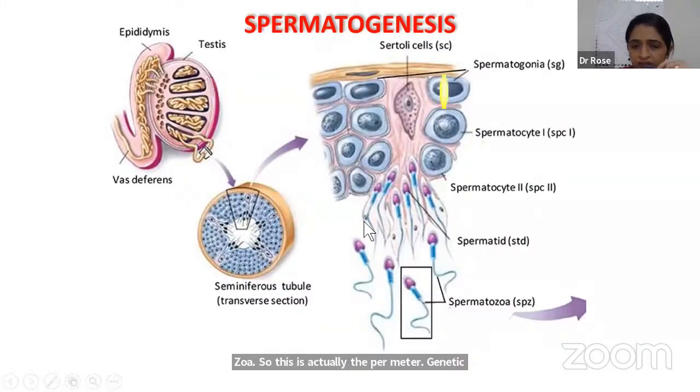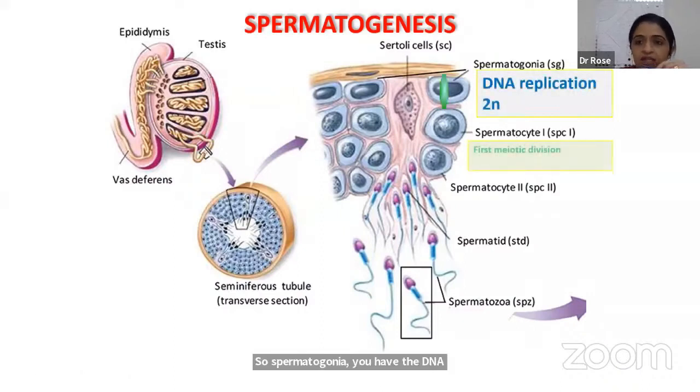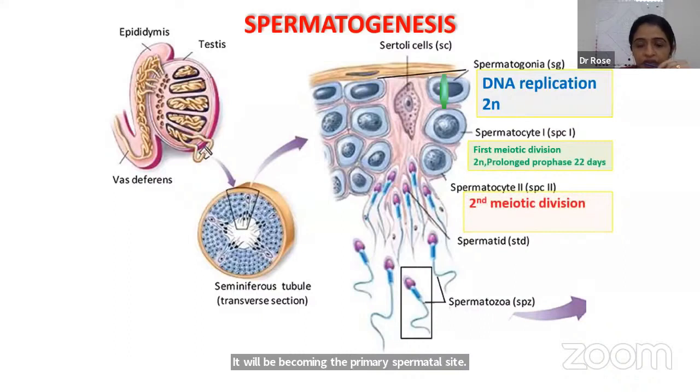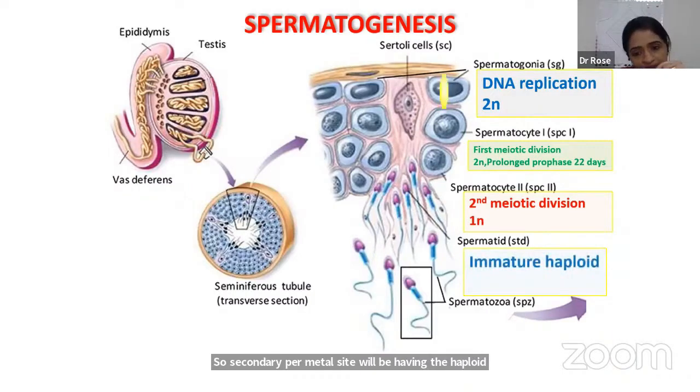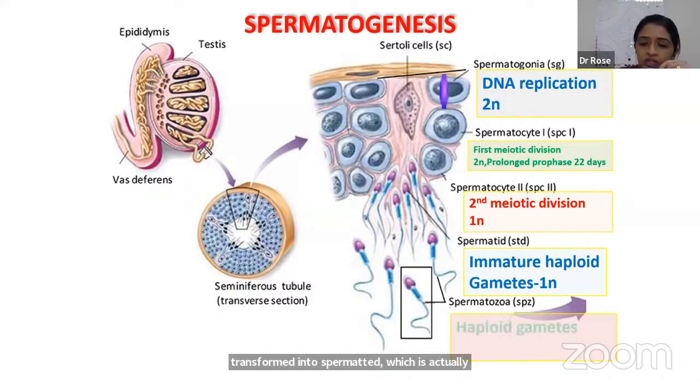This is the section of the testis, and you can see the Sertoli cell, and on the sides of the Sertoli cell you have the cells arranged starting from spermatogonia. In spermatogonia you have the DNA replicated in the form of 2N. It becomes the primary spermatocyte, then it is transformed into the secondary spermatocyte, which has the haploid set of chromosomes. After that it is transformed into the spermatid, which is an immature haploid gamete, and finally into spermatozoa, the matured ones.